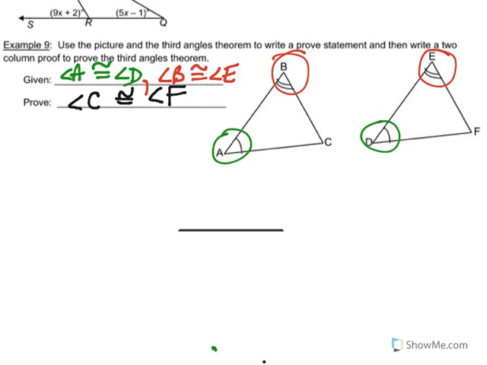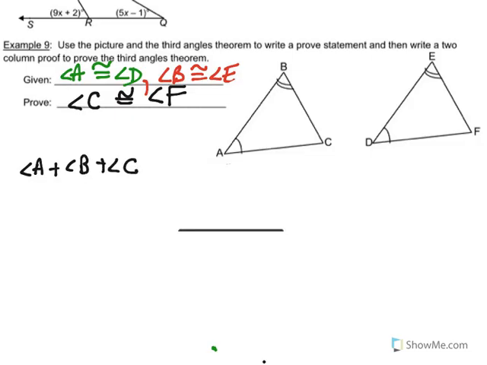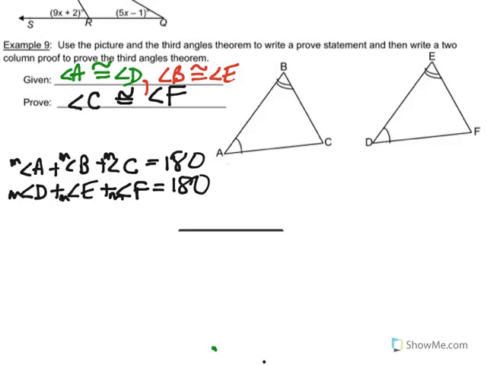So let's talk about what we know. We know that the three angles of a triangle add up to 180. So we can say that angle A plus angle B plus angle C equals 180 degrees. And then we can say angle D plus angle E plus angle F. I'm making a little mistake. We should put the measurement of all these. Measurement, measurement, measurement equals 180.